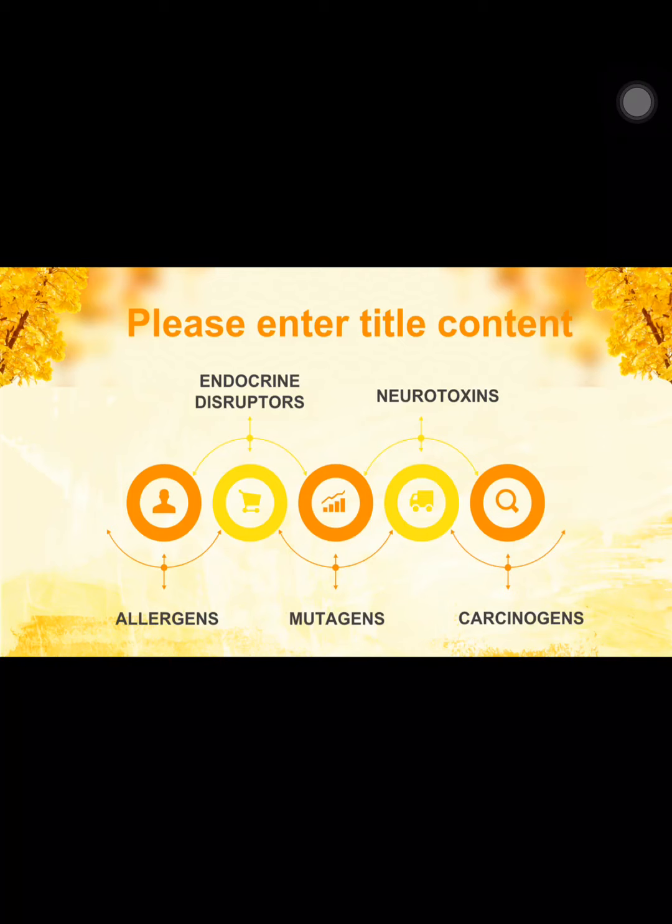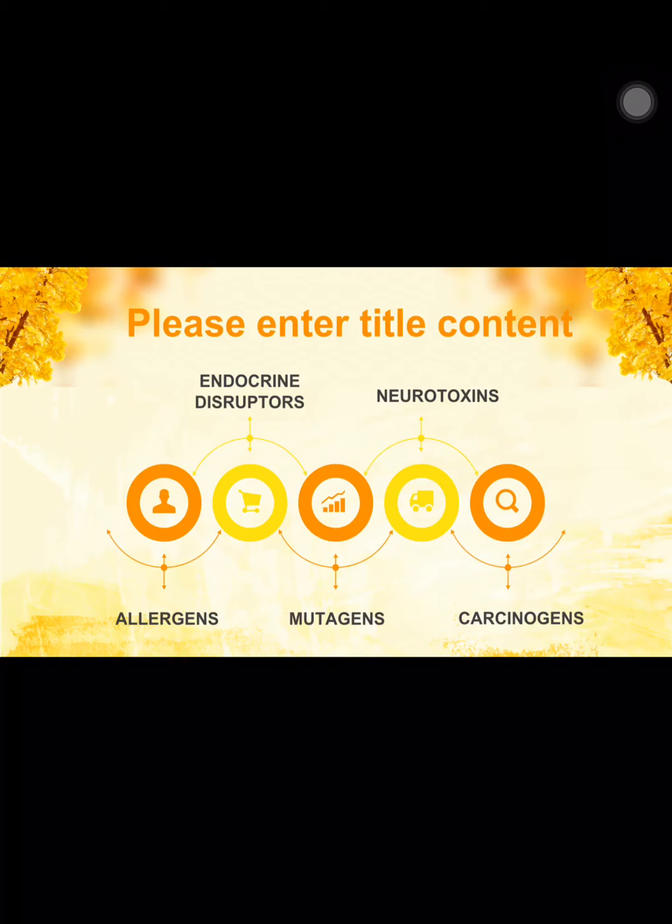The first one here is allergens. Allergens are immune-activating agents. The second one here is endocrine disruptors. These are chemicals that disrupt the natural activity of hormones. The next one here is mutagens. These are agents that damage or modify genetic material or DNA, like chemicals and radiation.